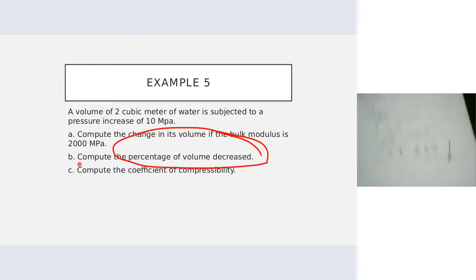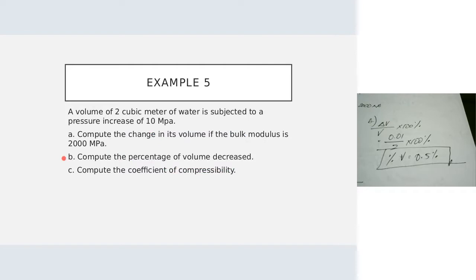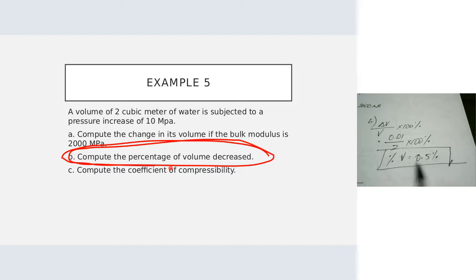Okay. Kahit disregard na natin negative dito eh. Kasi nakalagay naman sa question, percentage of volume decrease. So automatic, yung 0.5% na yun, ibig sabihin nun, lumiit si volume ng water ng ganitong amount. So, no need to put negative sign. Okay.